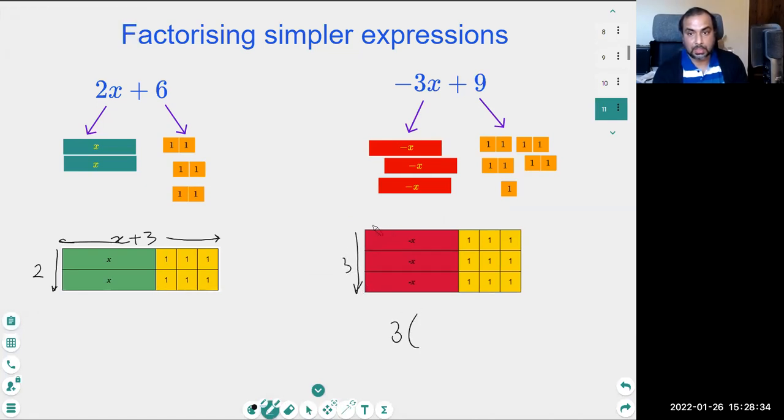3 like that. And what have I copied? Negative x plus 3. So that's factorized. So that's negative 3x plus 9 factorized using algebra tiles. I should have put this one as well. That's 2 copies of x plus 3.